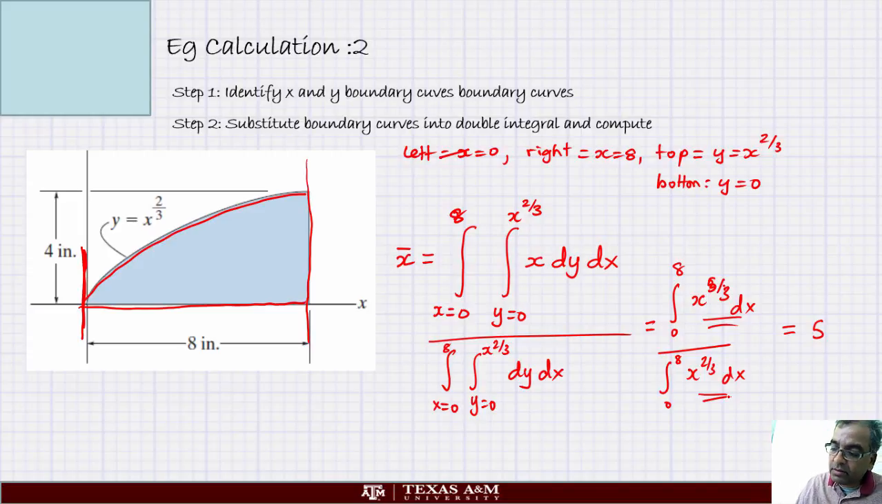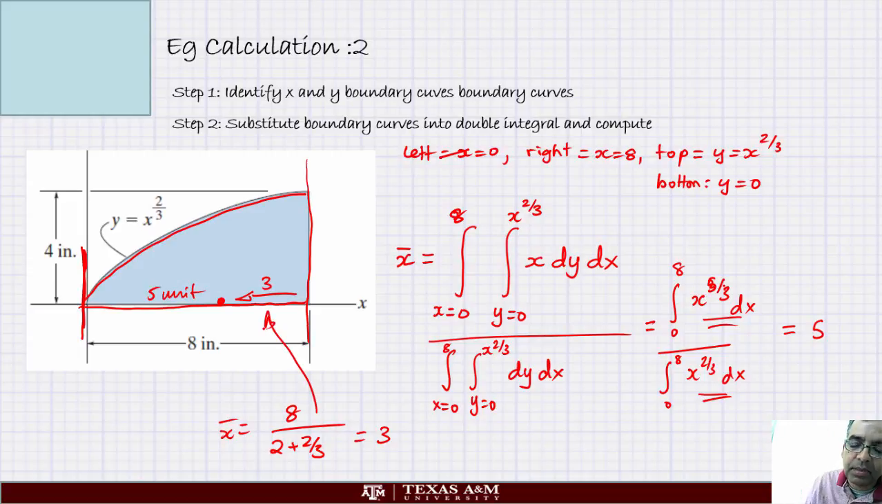Okay, fine. Now, that tells you that it's about 5 units from here. Of course, this is of the form y equal to x to the n, and you could have found out that x bar is the base, which is 8, divided by 2 plus 2/3, and that will turn out to be 3, which is from here. 3 units from here is 5 units from there. Right? So that tells me where x bar is, this distance.